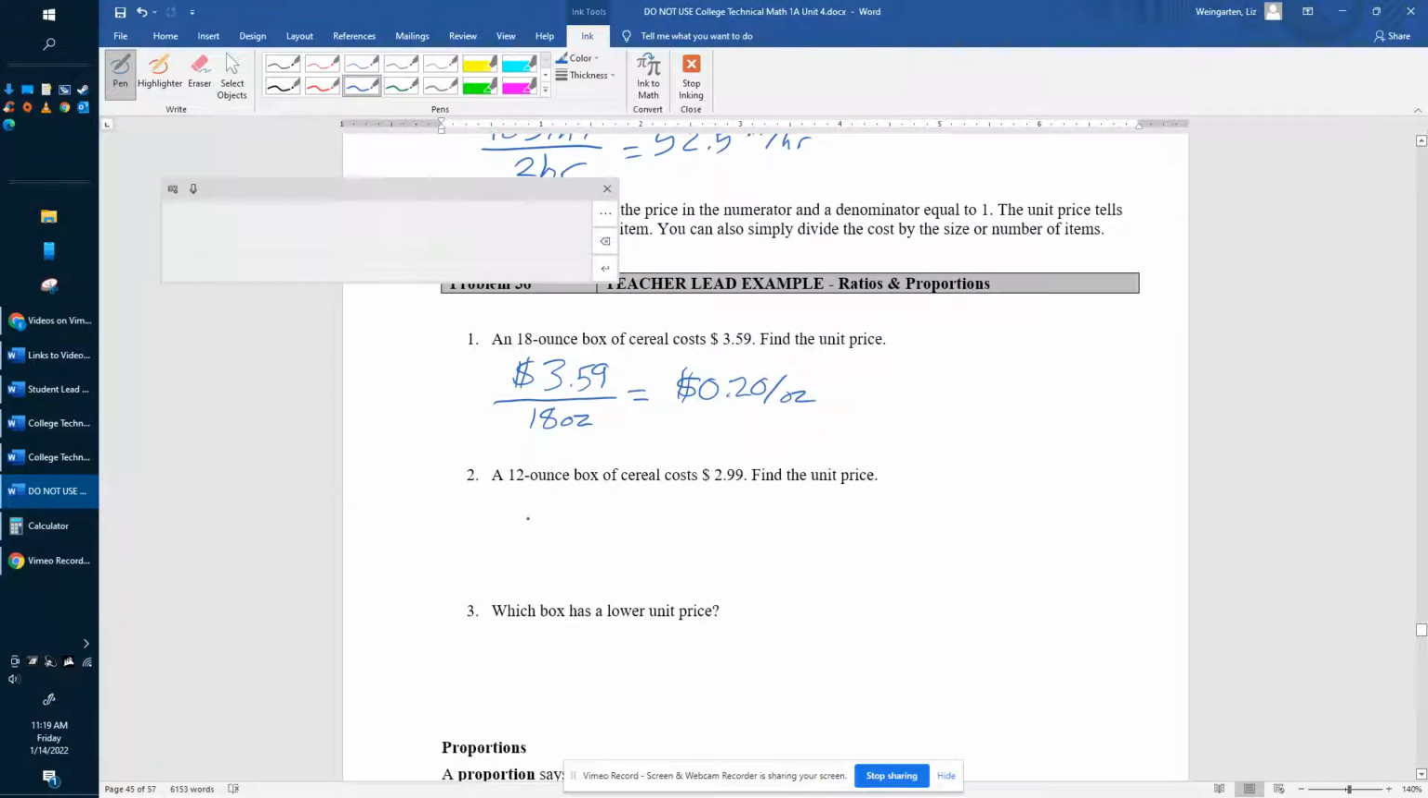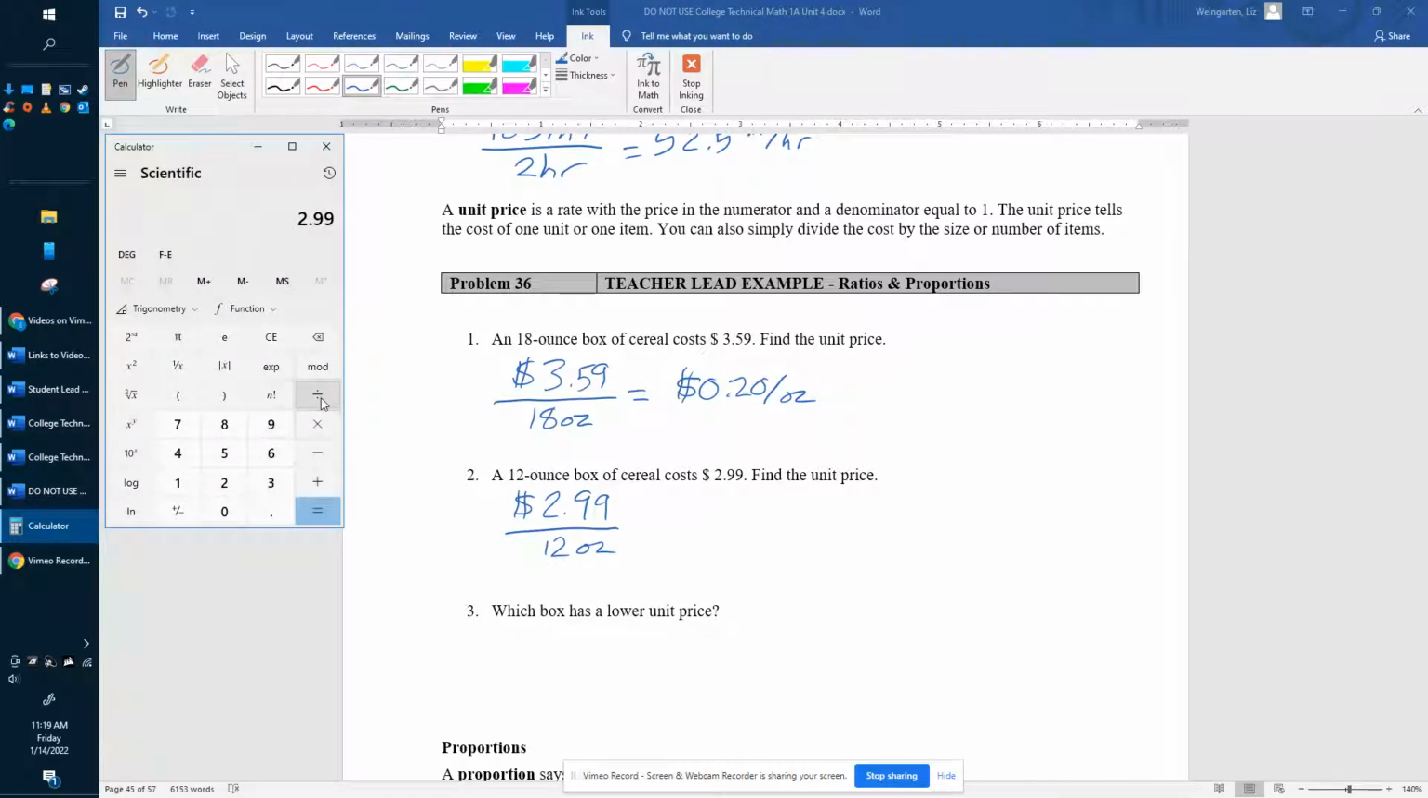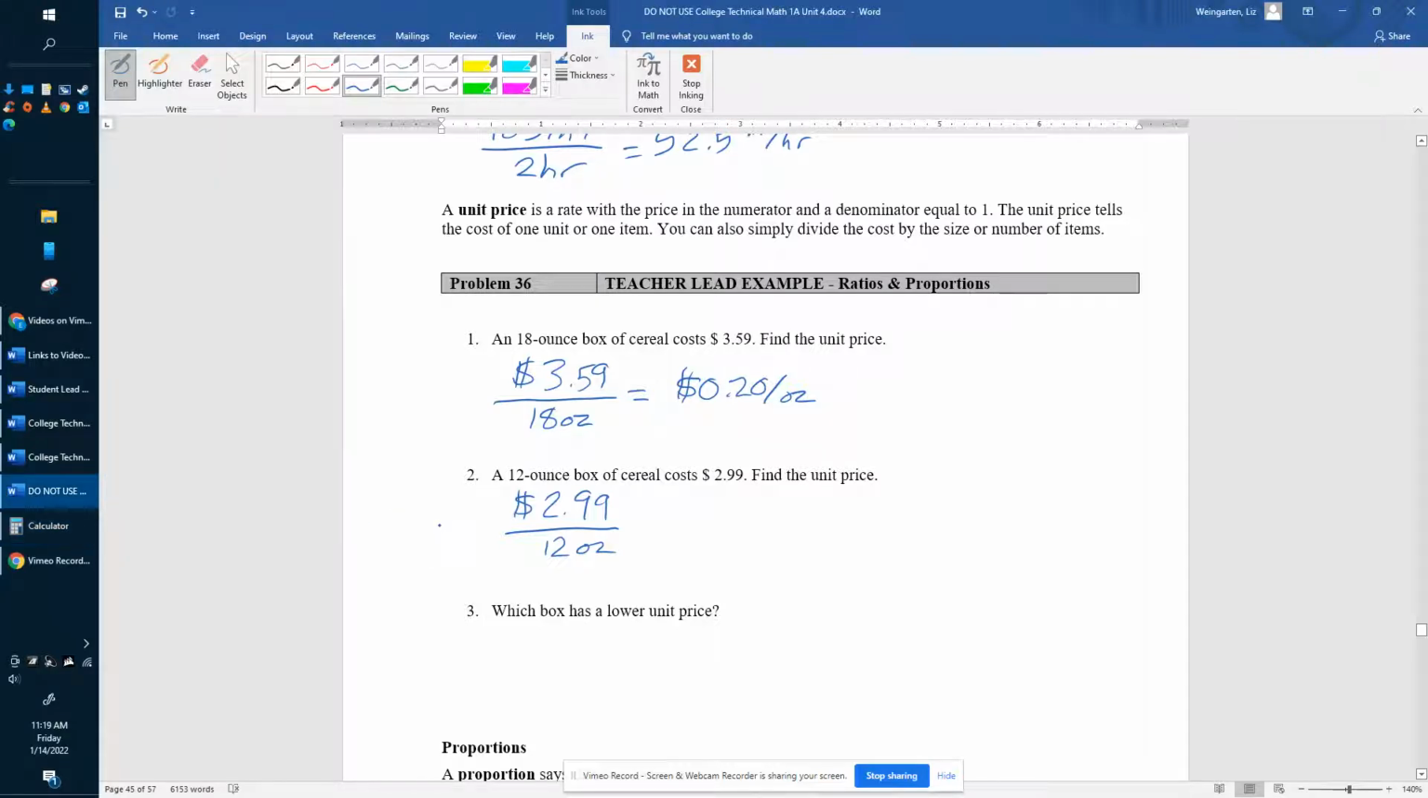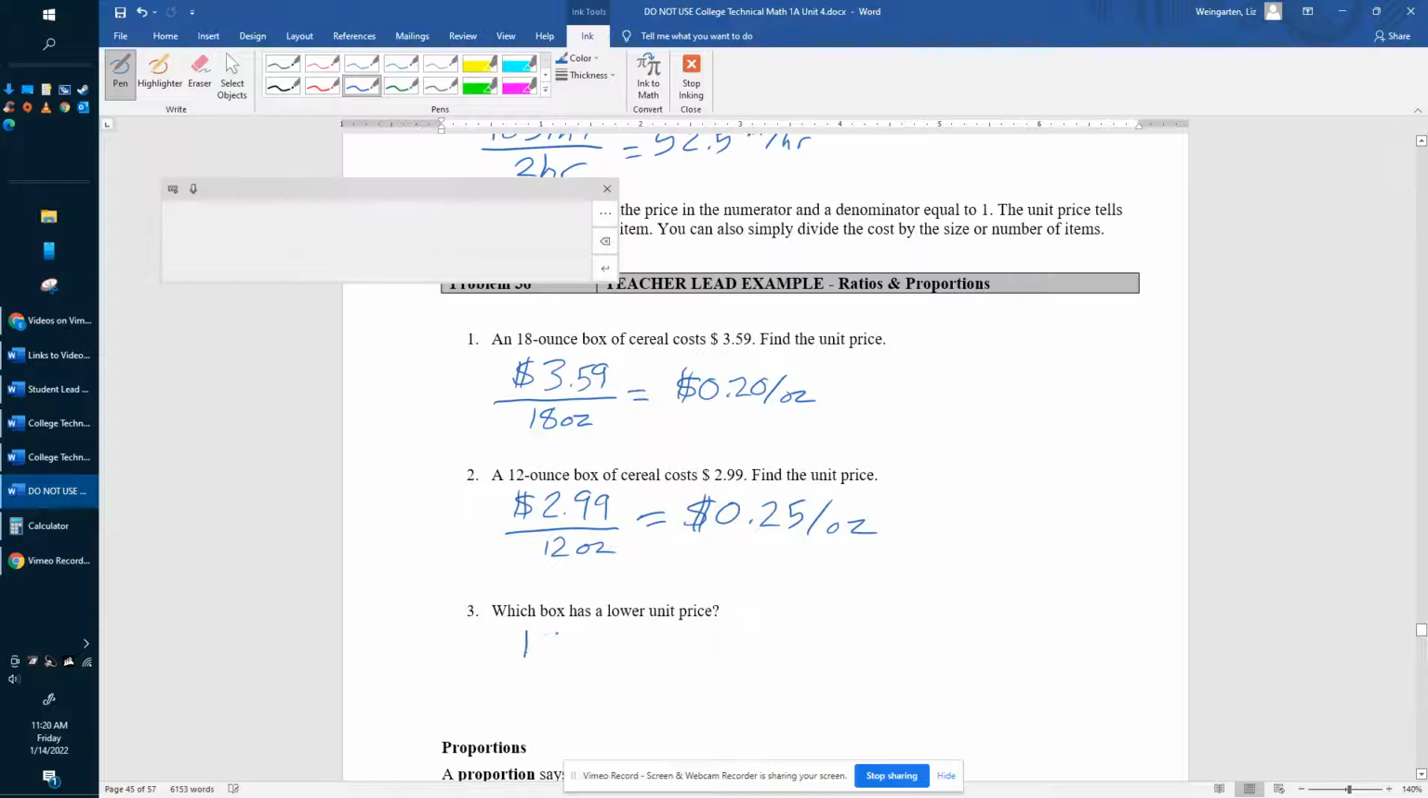How about a 12-ounce box of cereal that costs $2.99? Let's try that. We get about 25 cents per ounce. Which box has the lower unit price? So we look at our unit prices, compare, and it looks like the 18-ounce box of cereal has the lower unit price.